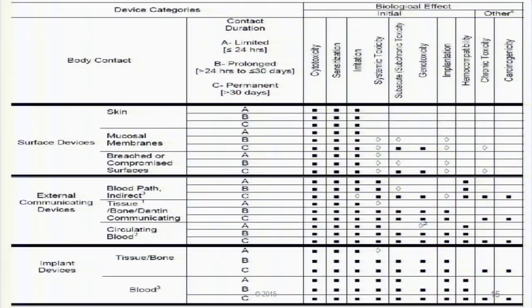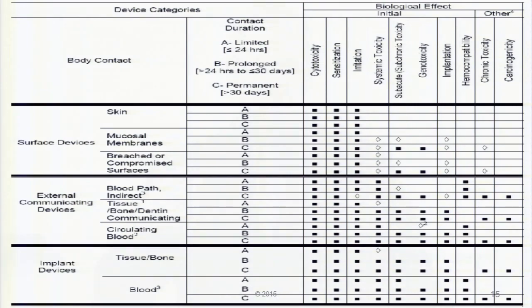Each of the 3 categories have subcategories. So for surface, we have skin, mucosal membrane, and breach or compromised surfaces. Pretty self-explanatory. The next one, once again, is the one that I see a lot of people get confused at, which is blood path indirect, tissue bone dentin, and circulating blood. Now, a lot of people, when they get into the tissue, they think, oh, there's blood present. That means my device is blood path indirect, okay? That's not what it means.